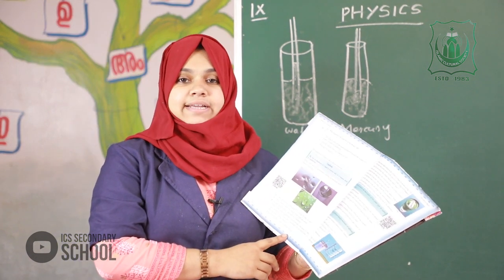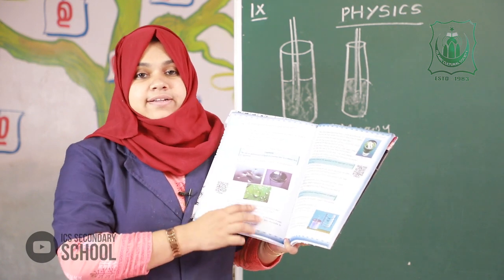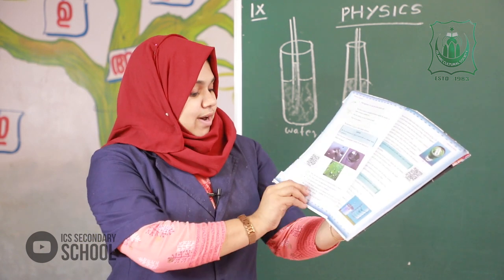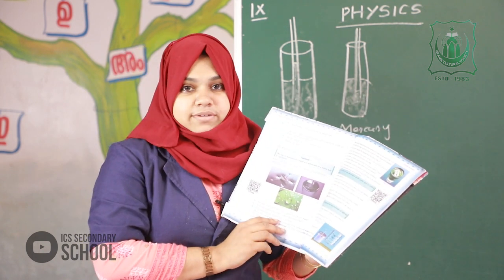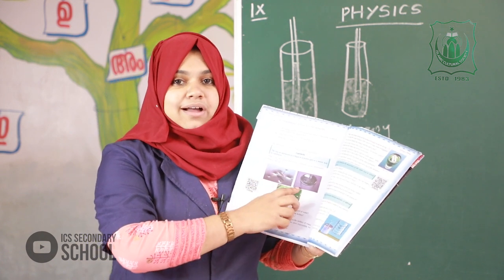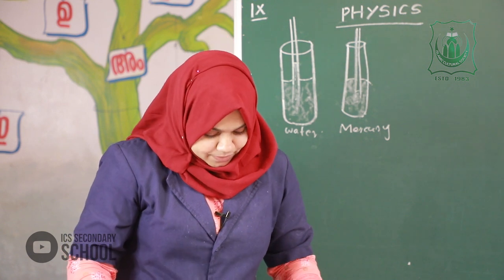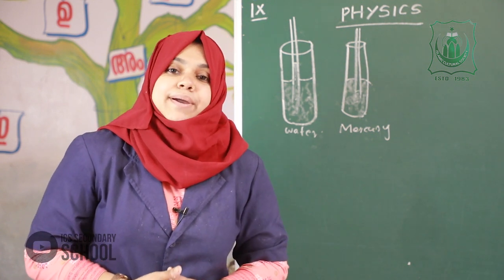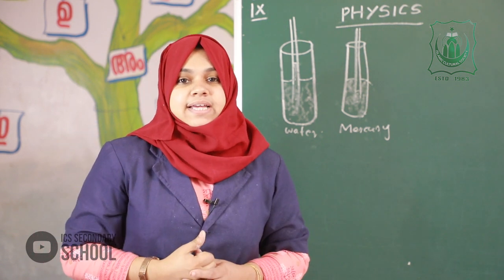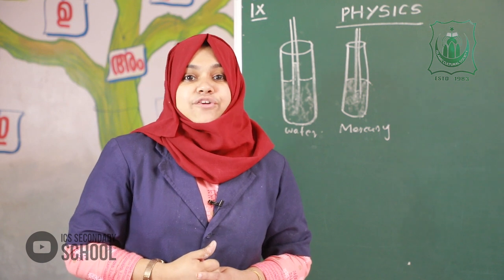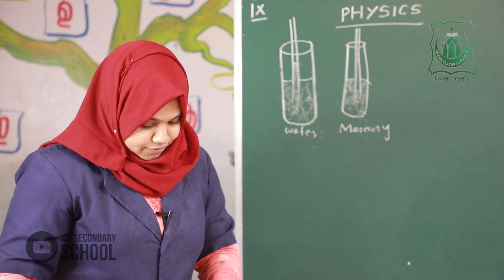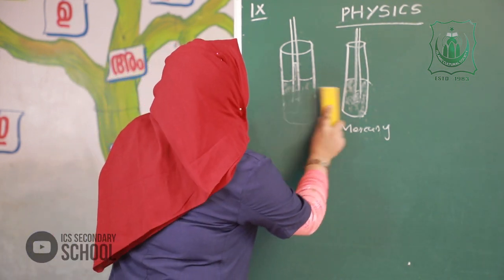How can this insect move along the surface of water? Because the surface of water is stretched like a membrane. That's why this insect can move afloat on the water. What is the reason for the liquid surface being stretched like a membrane? This reason is surface tension. New word: surface tension.